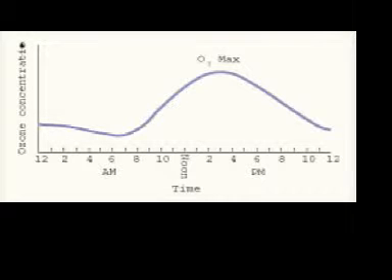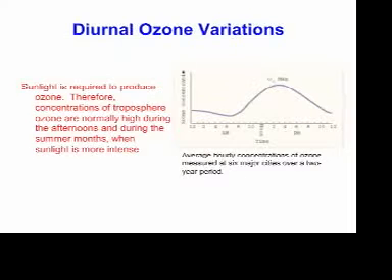This is what the change in ozone during the day looks like. Going from 12 midnight to 12 midnight, this is 12 noon here. So sunlight is required to produce ozone, as I explained to you a moment ago. Therefore, concentrations of tropospheric ozone are normally high during the afternoons and during the summer months when sunlight is more intense. And that's exactly what we see. At night, ozone concentration is low. When the sunlight comes out, it begins to rise, and shortly after noon, it peaks and drops back down again.